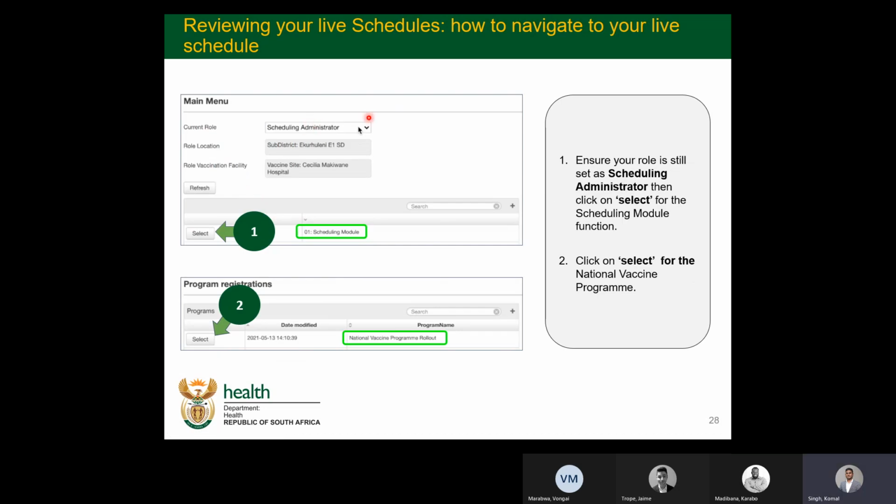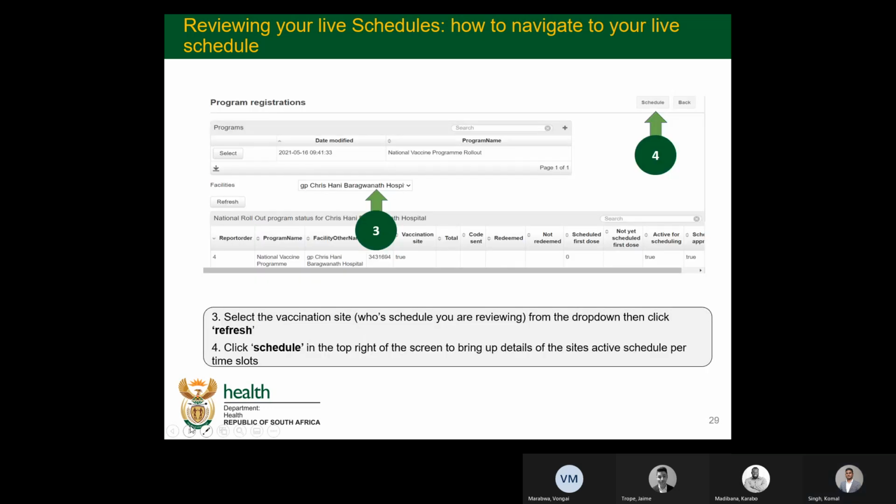Okay, basically you're going to have to go back to your scheduling, before your scheduling template, sorry. And then we're going to navigate through that. So you're going to again select the scheduling module. Once you select that, you're going to select the National Vaccine Rollout Program. And once you select that, we're going to go on to the next slide.